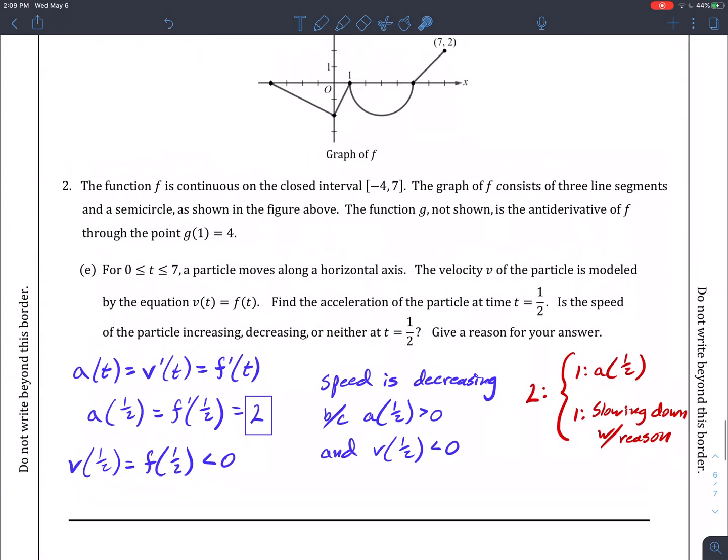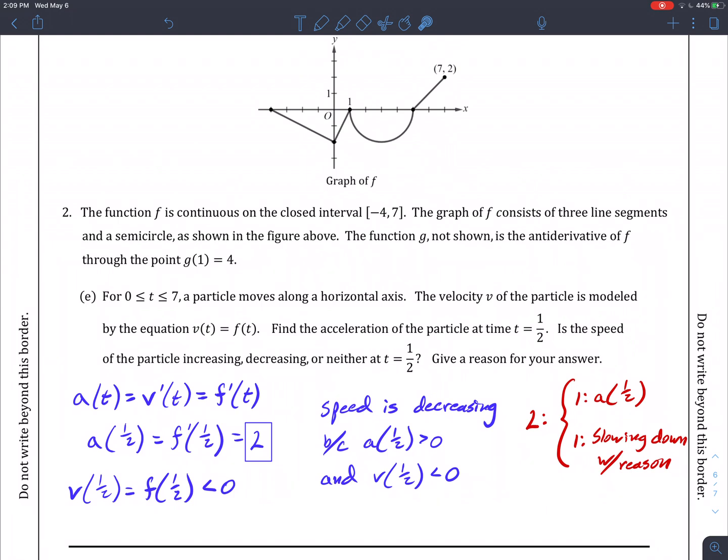Part E, the last part of this exam. We're told now that this function f represents the velocity of some particle moving along a horizontal line or a horizontal axis. So between 0 and 7. The velocity v of a particle is modeled by the equation v of t equals f of t. Find the acceleration, which is the derivative of velocity, at 1/2. Then we're asked, is the speed of the particle increasing, decreasing, or neither at that value of 1/2? And give a reason for your answer.